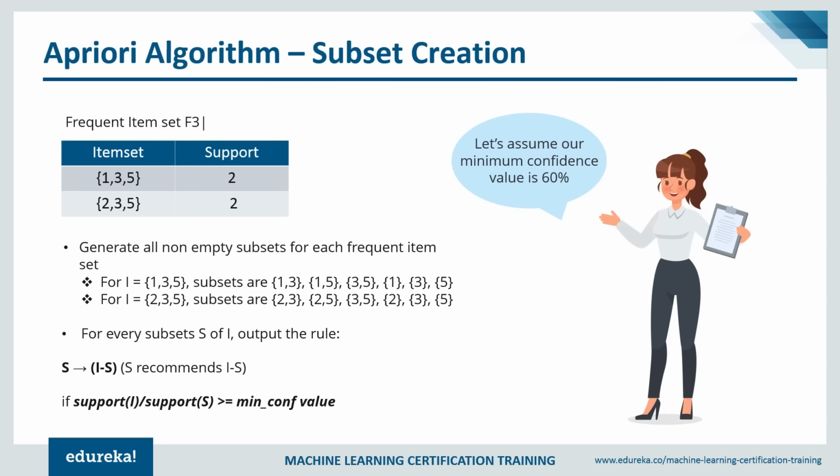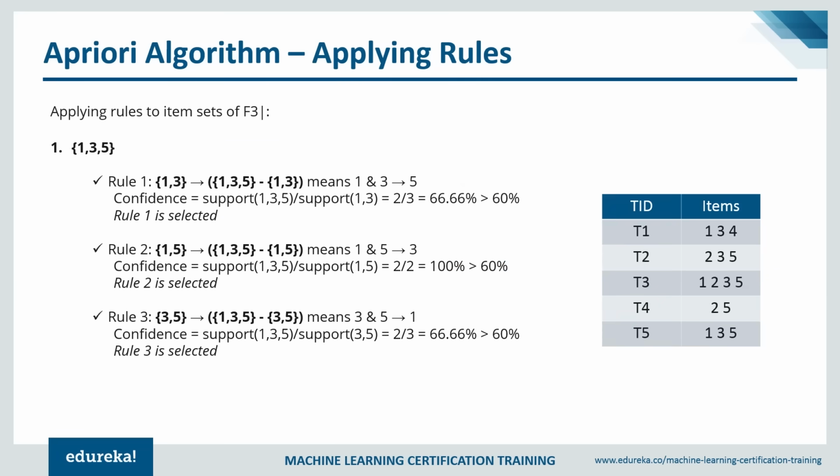Now what we're going to do is generate all the subsets of each frequent item set. Let's assume that our minimum confidence value is 60%. For every subset S of I, the output rule is S gives I minus S, that is, S recommends I minus S, if the support of I divided by the support of S is greater than or equal to the minimum confidence value. Only then will we proceed further. Keep in mind that we have not used lift till now. We are only working with support and confidence.